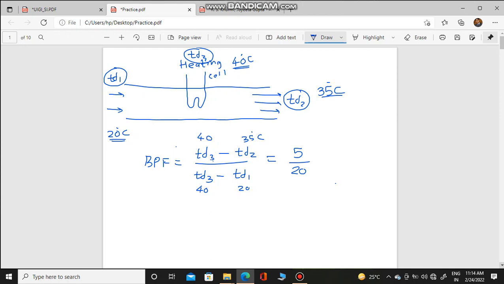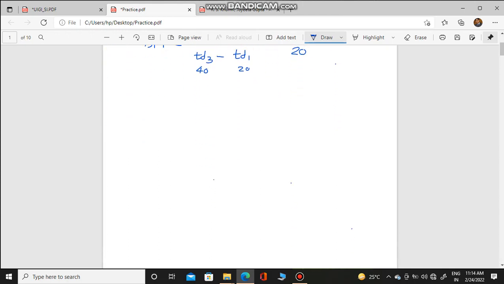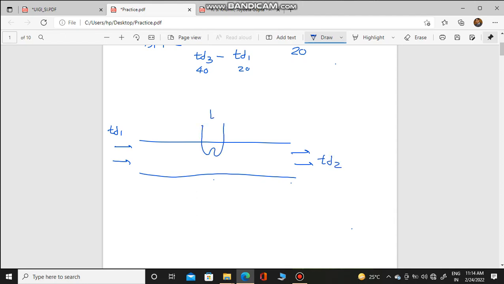So let us discuss bypass factor for the cooling coil. Here suppose you have a pipeline, and in the pipeline this is air which is coming. It has a temperature of TD1, and from here air is passing, so TD2, and here you have a cooling coil, and it has a temperature of TD3. So this is cooling, means let us assume this is 40, and this coil is at 10. Clear? So we are assuming it.